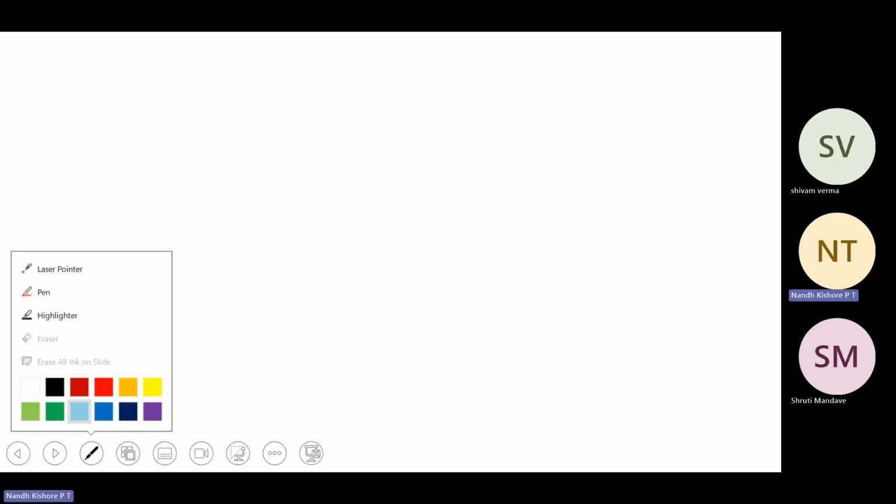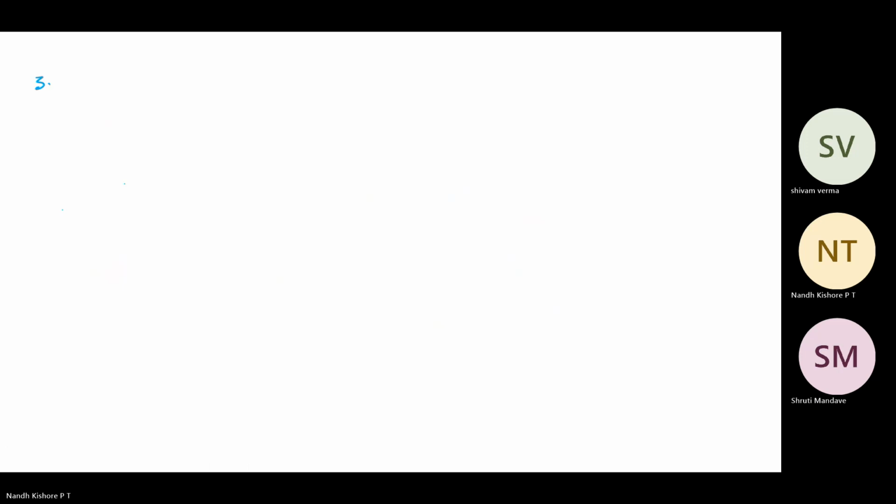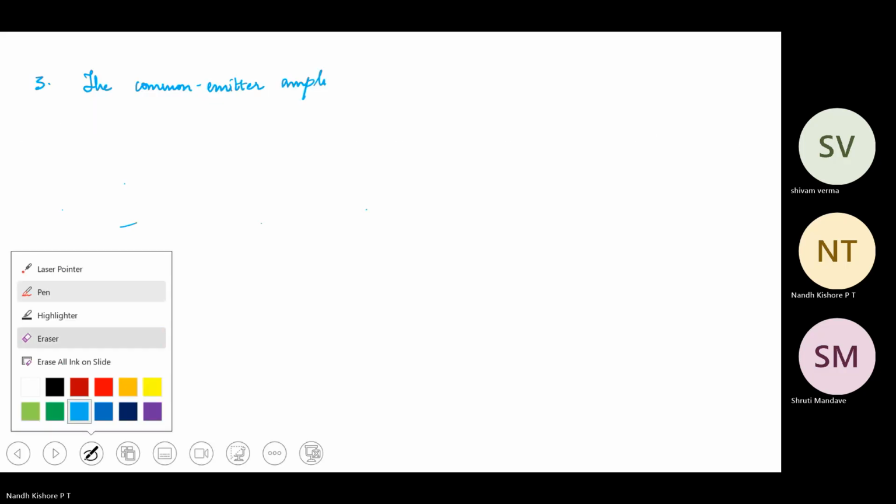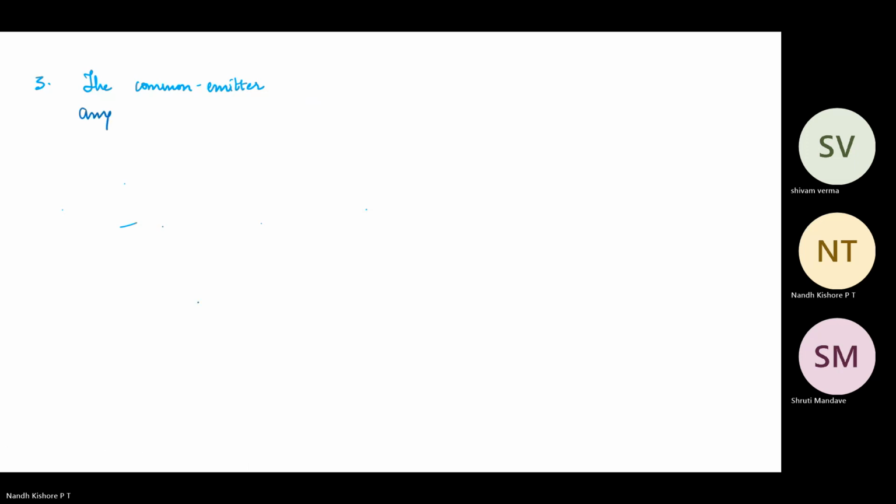So the next question is that the common emitter amplifier is biased using a 1 milliampere ideal current source. The approximate base current value is dash.